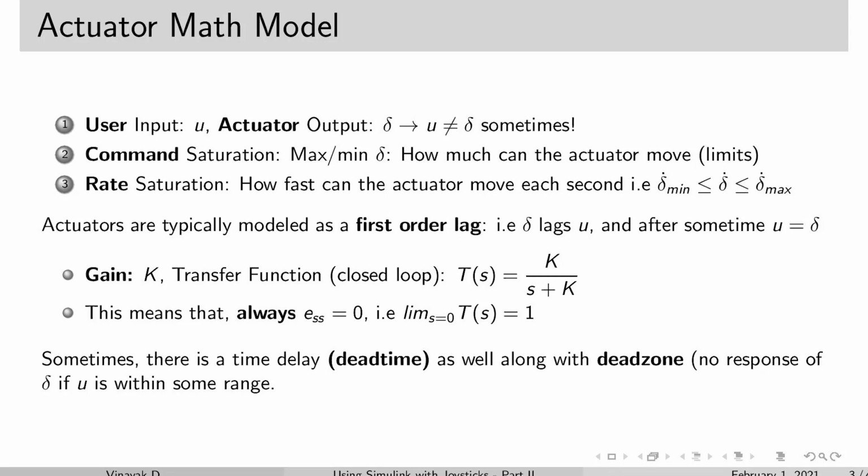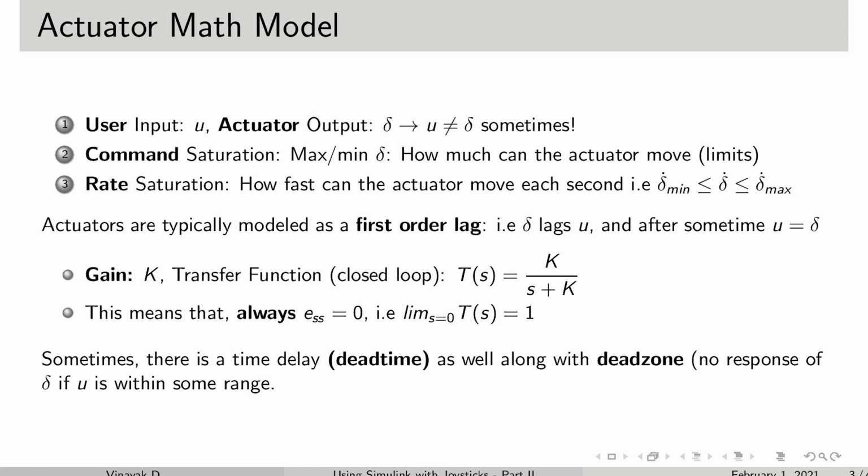Next you have a rate saturation. That is saying how fast it can move each second. The faster it moves, the better. But sometimes you don't want it to move too fast because that can cause damage. That is expressed in either degrees per second or meters per second, for example. And then last, you have a gain. The gain is the input to output relation.